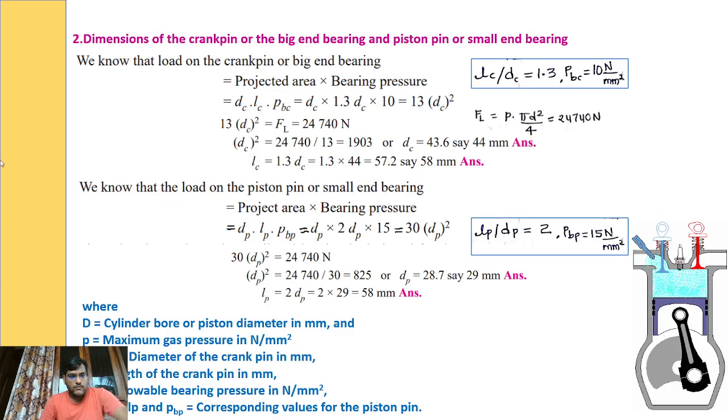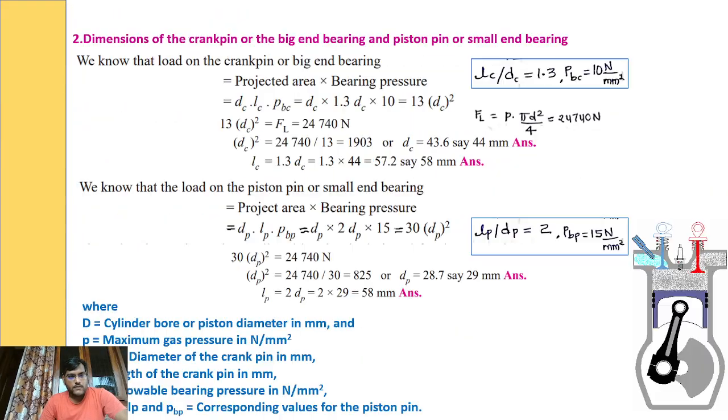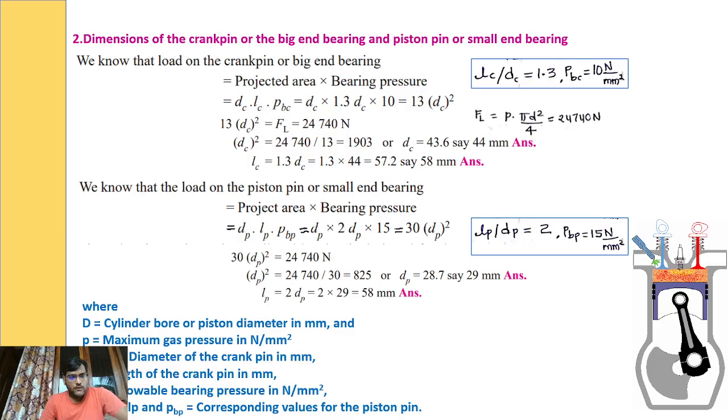As you know, if we take the projected area, this is L and this is D. So here you can write LP, DP or LC, DC. This is the projected area. So D into L, here also D into L. This is for the piston pin and this is for the crank pin.